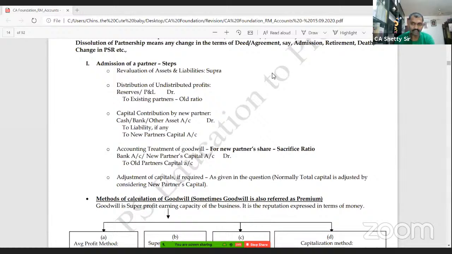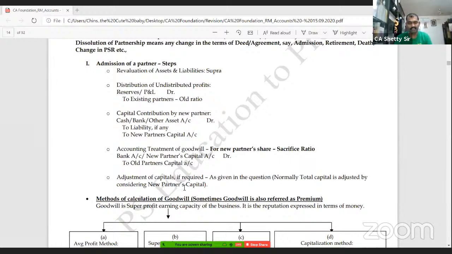One more example. Example 2. Improve the knowledge, and don't forget once you learn. Building alone contributed, 100 lakh. Entry is building account to capital 100 lakh.